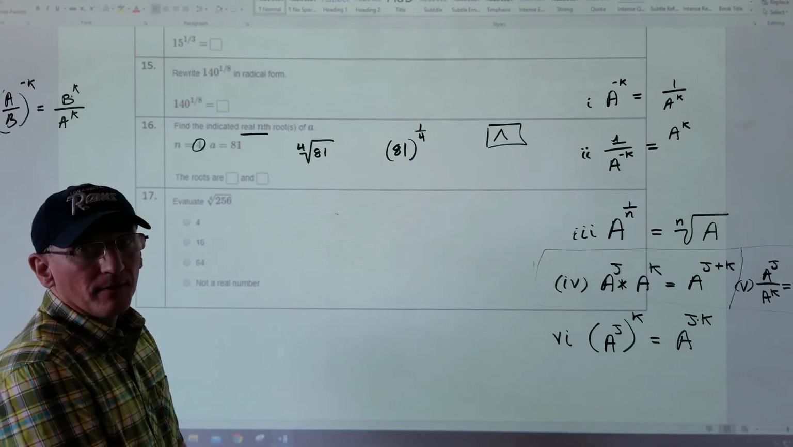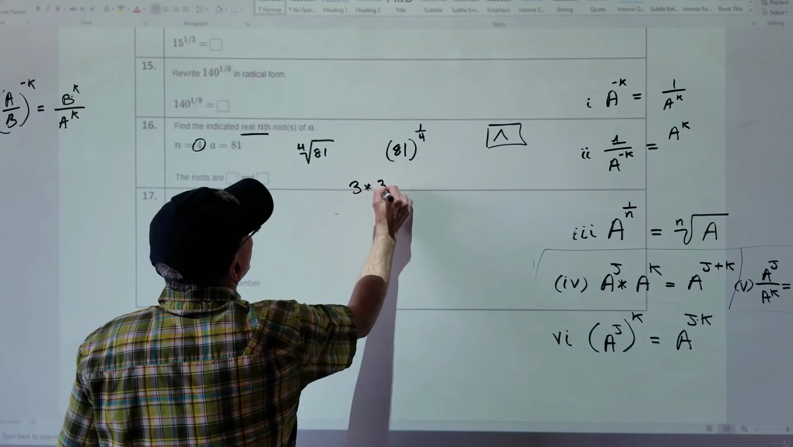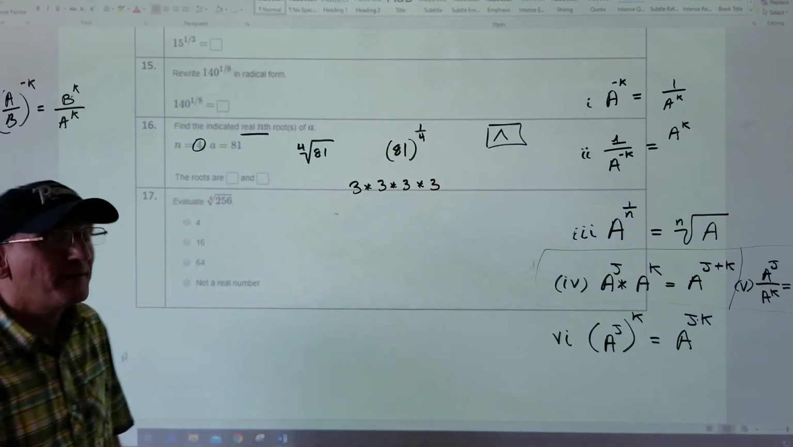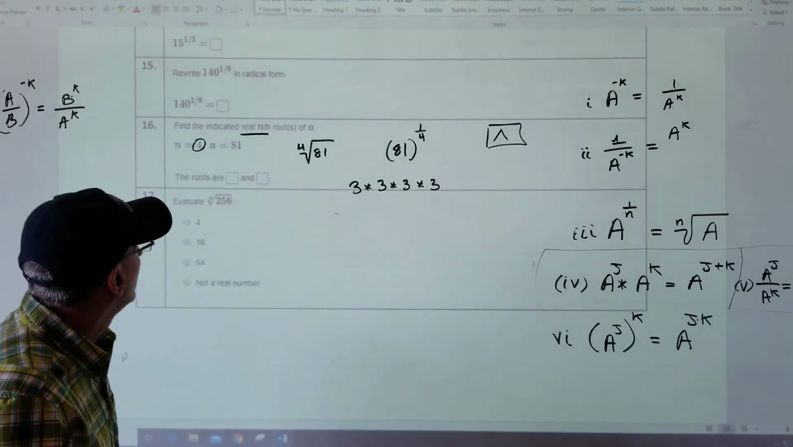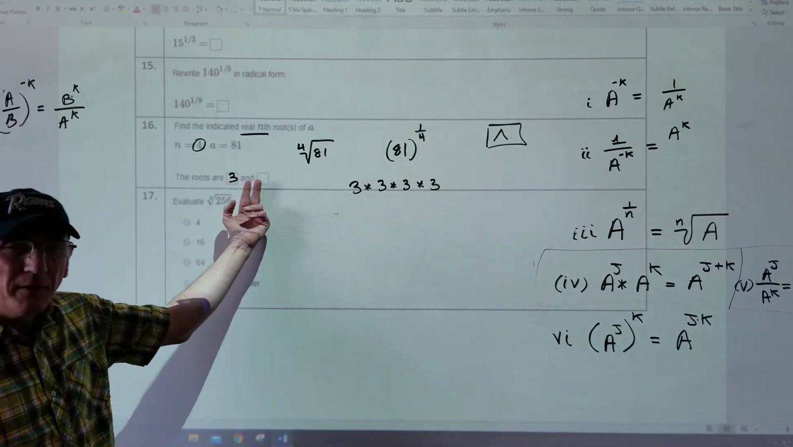But it turns out there's more than one way to do it. Is it true that 3 times 3 times 3 times 3 equals 81? Yes, it is, because that's 9, and that's 9. 9 times 9 is 81. So one of the roots is 3. But they seem to suggest that there's another root here.